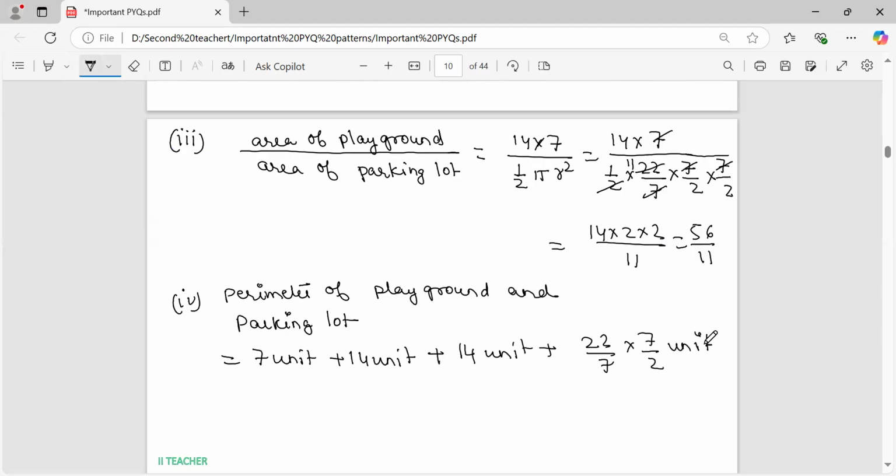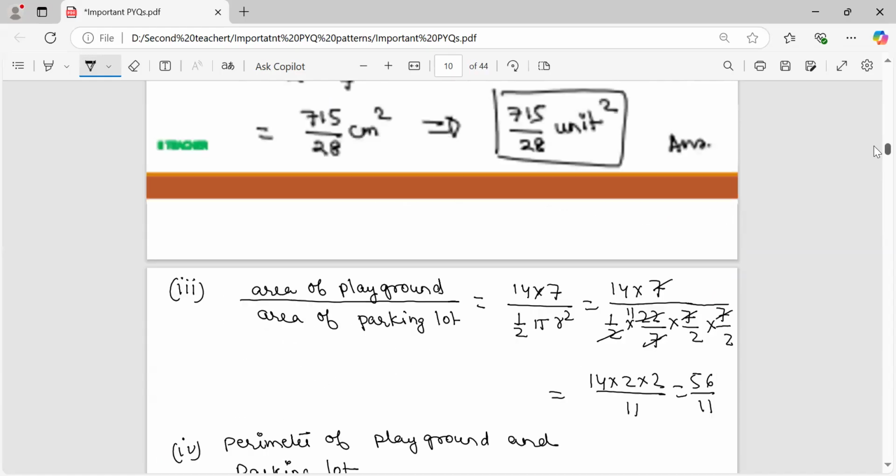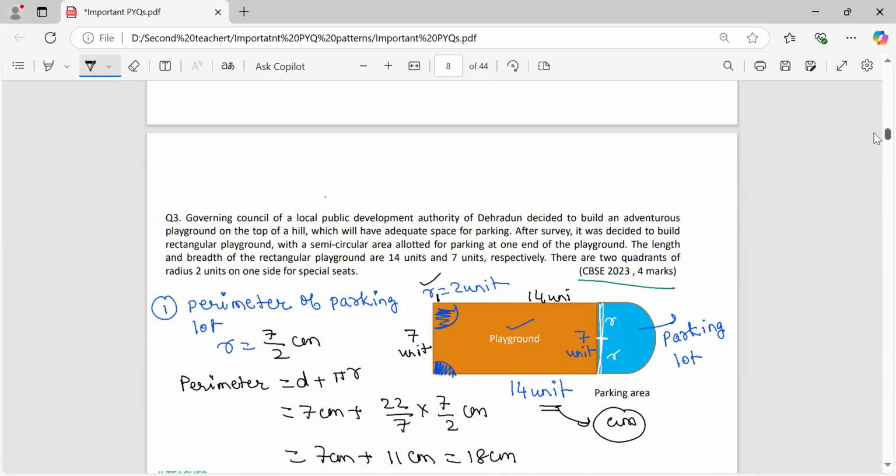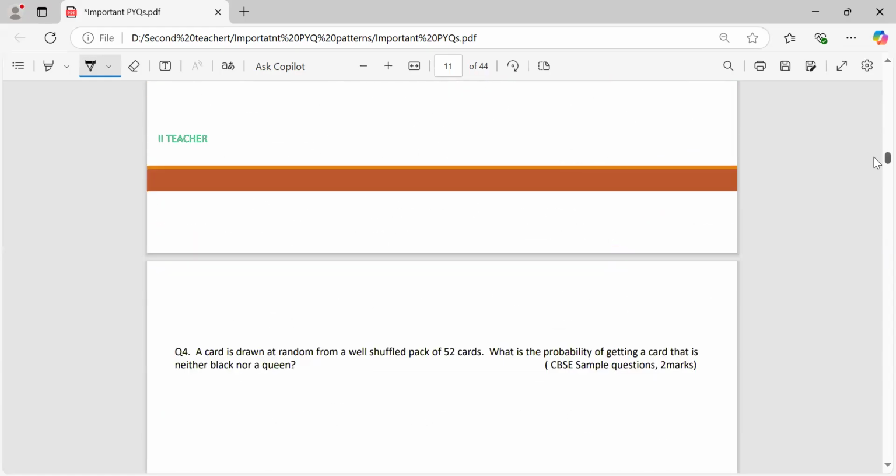That is 11 units here. So 7 plus 14 plus 14 plus 11, that comes to 46 units. Okay. Correct? Did you get the answer? I hope all of you are solving with me. So this is how you will solve this question. This was your CBSE 2023 4-mark question.